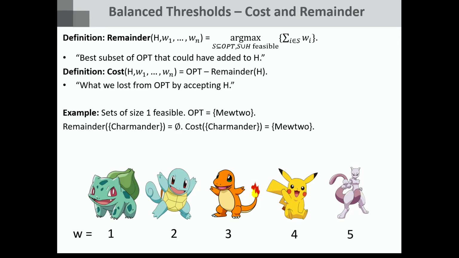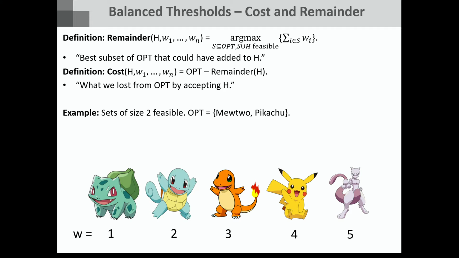and the cost is everything else. So think of this as by accepting Charmander, we can no longer accept mu2. If instead we start from the empty set, the remainder is mu2 because we can add mu2 to the empty set and still be feasible. And the cost is nothing because we don't lose anything from opt by accepting nothing.